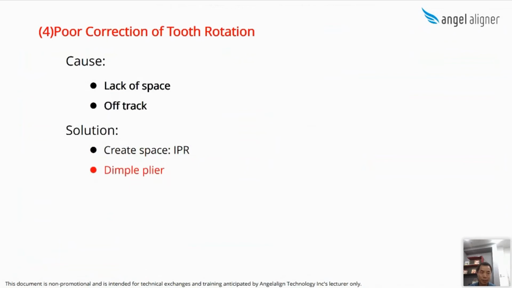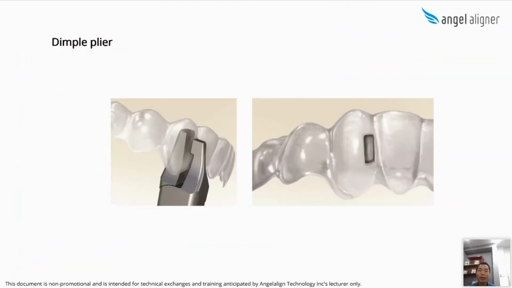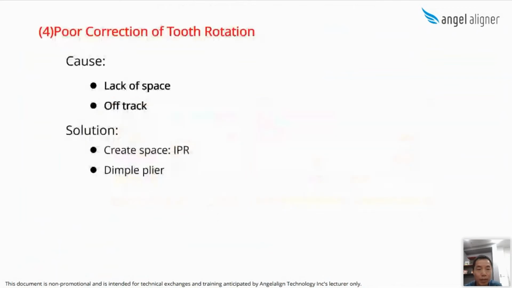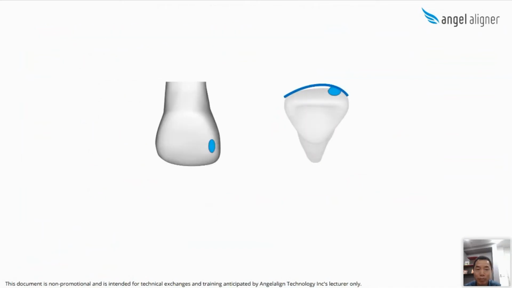And the second, you can use the dimple plier. There are many different pliers with different types of dimples. This is one plier that can form a rectangular dimple on the aligner to give pressure on the rotated teeth and help assist the rotation of the teeth. And also we can bond a bump just like this.